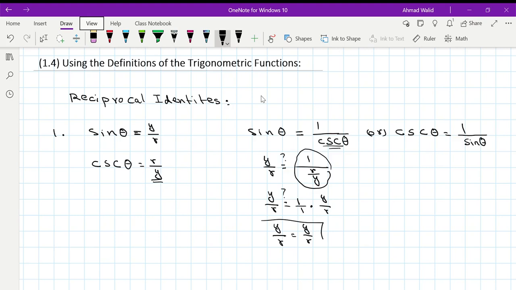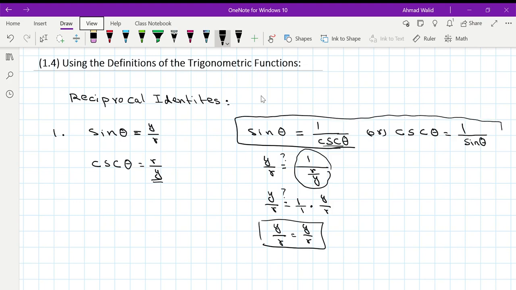A quick proof. It's not a kind of official proof, but I just want to show you that yes, this reciprocal identity, both of them that they put for you, is correct. You saw it here by proof: y over r equals y over r. Then the first one you have to memorize: sine theta equals 1 over cosecant theta, or cosecant theta equals 1 over sine theta, which is the same as 1 over y over r, or r over y, correct?